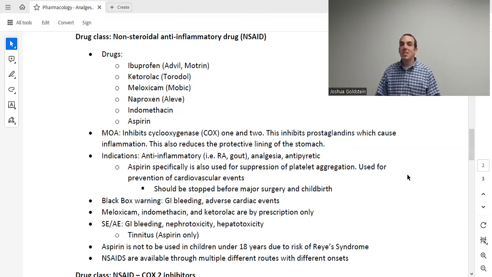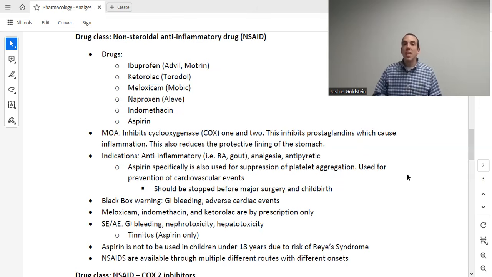If I'm giving you a drug that stops the body from protecting the stomach from developing a GI bleed, then this makes it more likely to develop a GI bleed. A GI bleed is the number one reason why we do not want these patients on these drugs long term. It also has a black box warning that causes adverse cardiac effects.